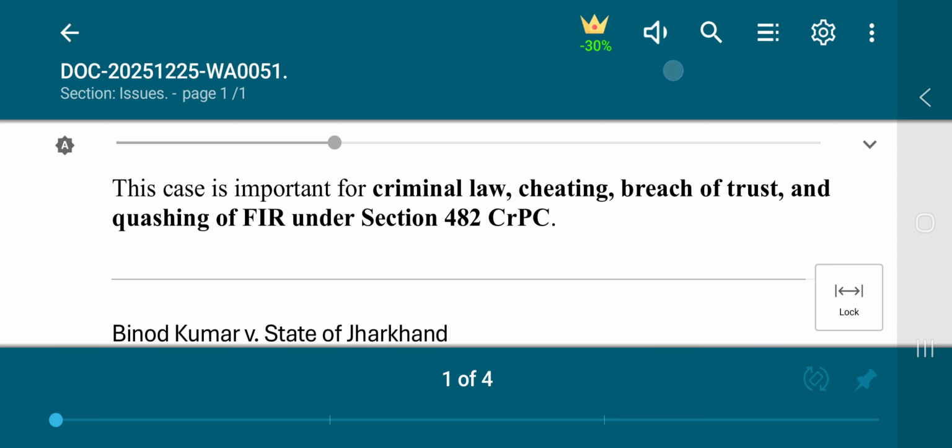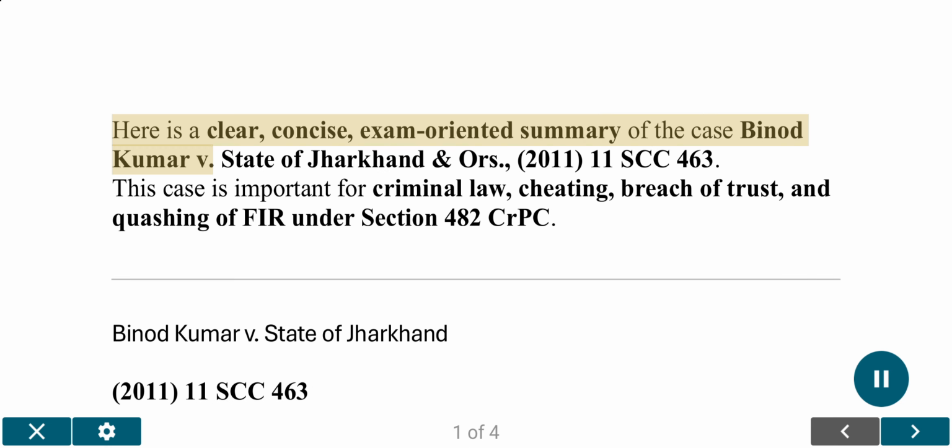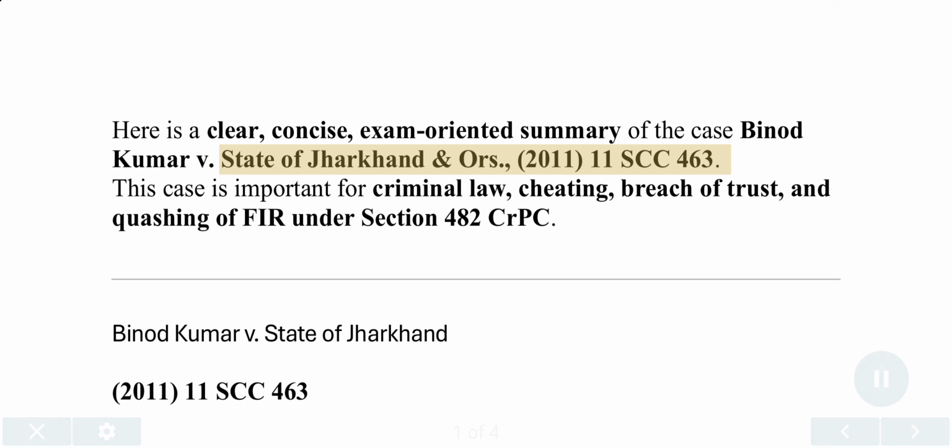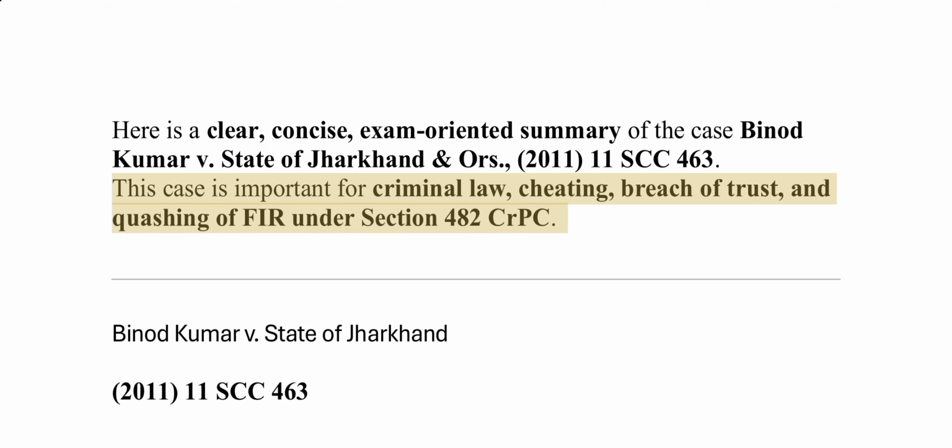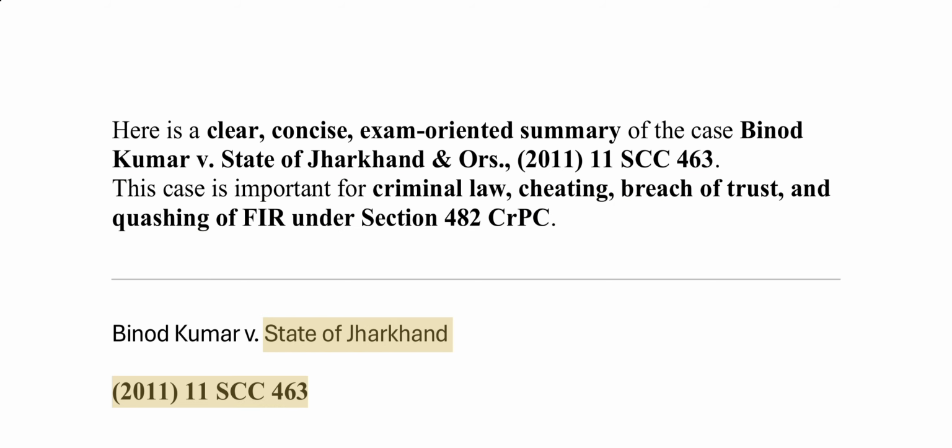If you want, here is a clear, concise, exam-oriented summary of the case Binod Kumar v. State of Jharkhand and Others, 2011-11 SCC 463. This case is important for criminal law, cheating, breach of trust, and quashing of FIR under Section 482 CrPC. Binod Kumar v. State of Jharkhand, 2011-11 SCC 463.